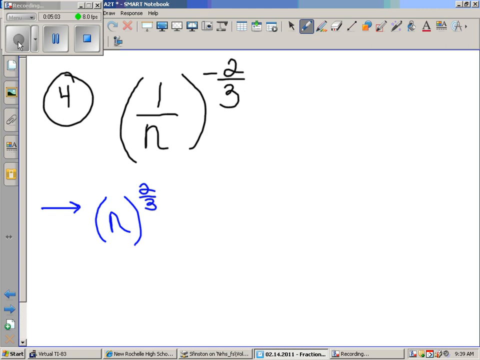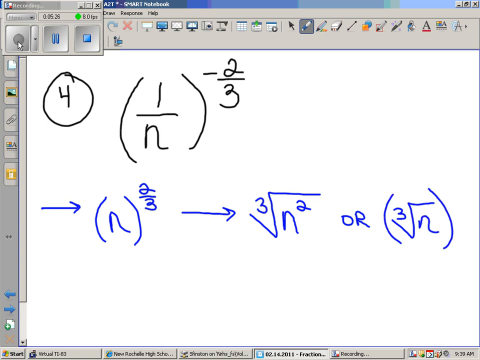Well, let's try and re-express that using some kind of radical and exponent. The top is the exponent and the bottom number is the index. So this could either be written like the cubed root of n squared, or you could have said it's the cubed root of n, squared. Either way, it doesn't make a difference. It's the same thing.